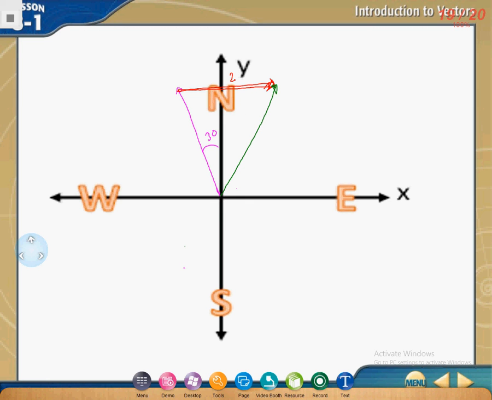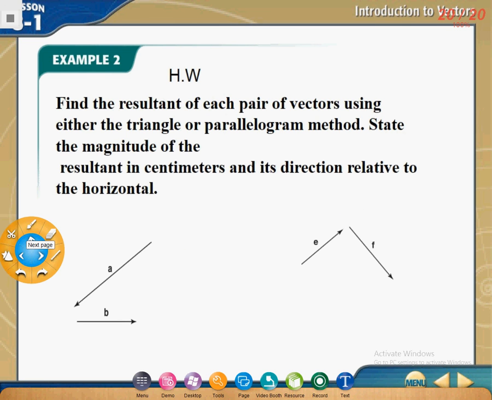If you use the ruler, you will find that this is 2 and the angle here is 30 degrees. Clear? I hope it's clear. So what did we do? I drag one of the vectors, so the initial point of this one connects with the terminal point of the other one. This is the triangular method. I hope it's easy. Now this is your homework. Whether you use the triangular method or the parallelogram, you will have the same answer.